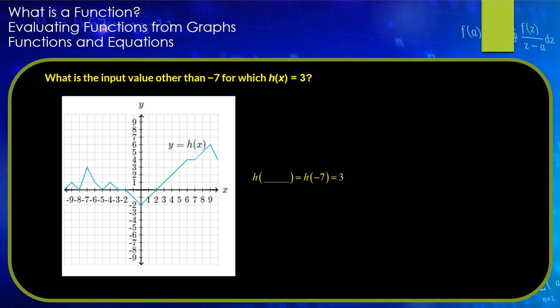Let's try this one more time. Now what's different here, it's acknowledging the fact that we know that h of negative 7 equals 3 based on the graph, but there's another x value that would make this happen. So find the other input value that would make this statement true.